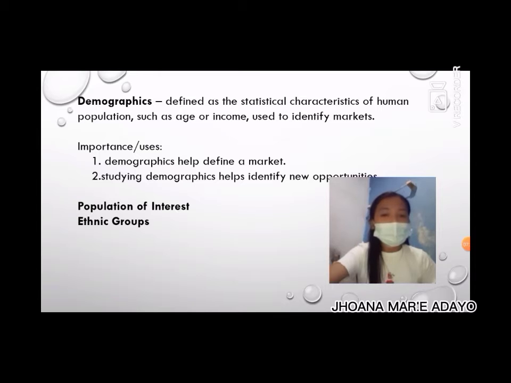We have also the population of interest. It is defined as the population or group from which a research tries to draw conclusions. It is a subset of the general population that the surveyor wants to know more about.